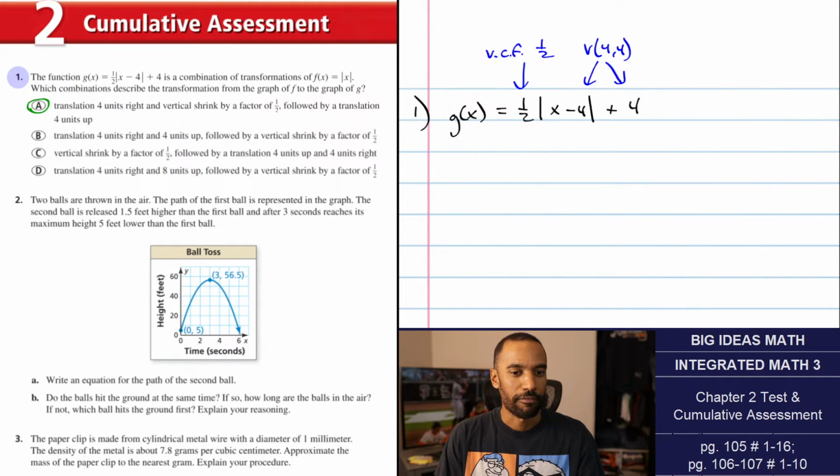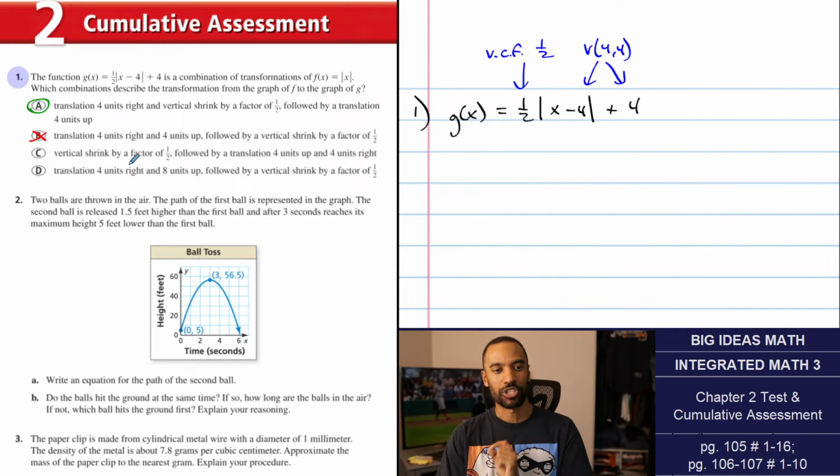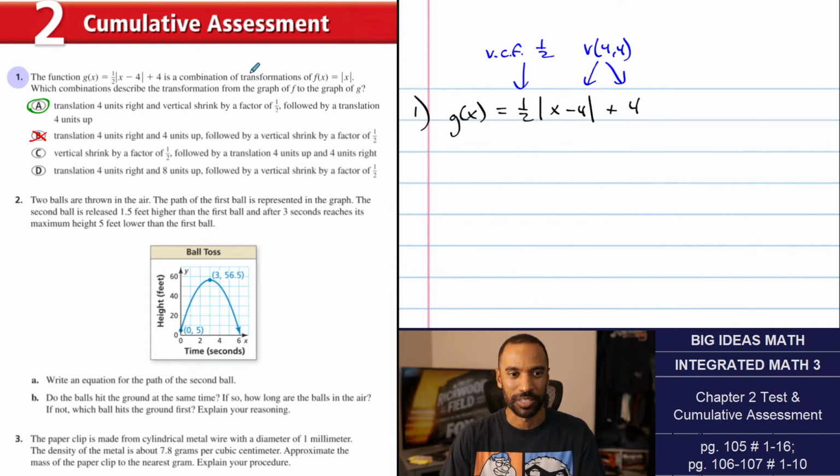4 units right, 4 units up, followed by vertical shrink. That one's not allowed. We cannot translate up and then vertically shrink after and have that be the same. Oh, part D actually may be allowed. This is a tricky question.